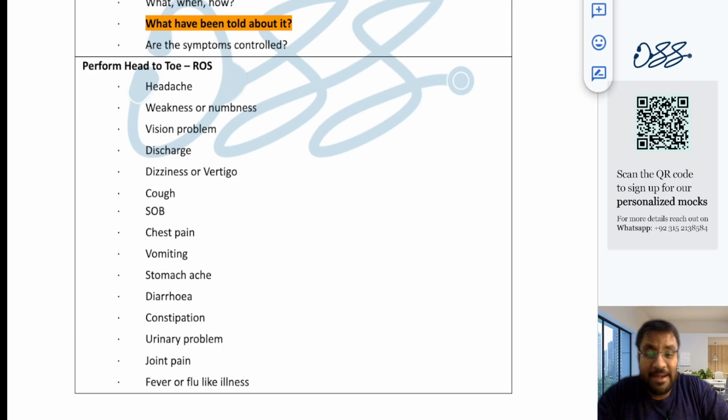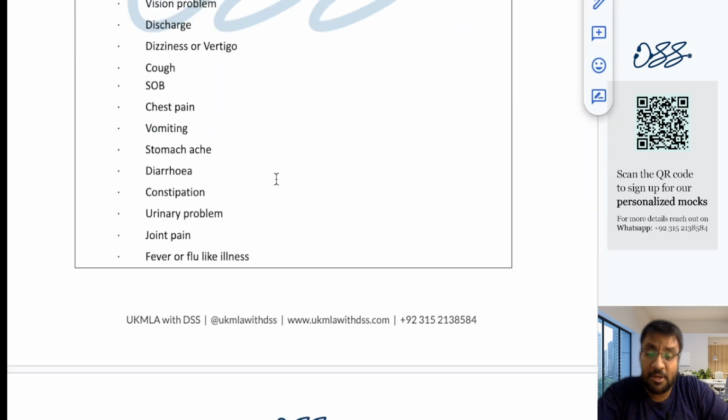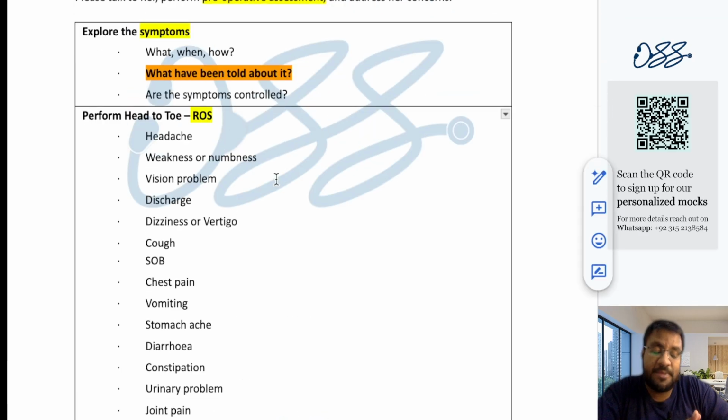I did not memorize all of these. I just use the head-to-toe method. If I'm at the head, what can be the possible problems? If I'm at the nose, what can be the possible problems? If I'm at the chest, what can be the possible problems? If I'm at the stomach, what can be the possible problems? So that is the easiest way to do the ROS, or the review of symptoms. Don't rote learn this, because it is going to put you in immense pressure, that okay, I'm forgetting something.